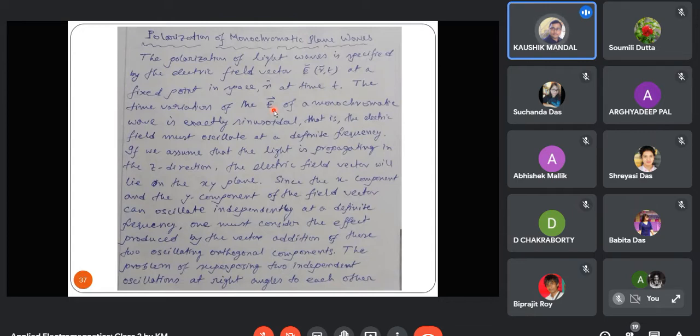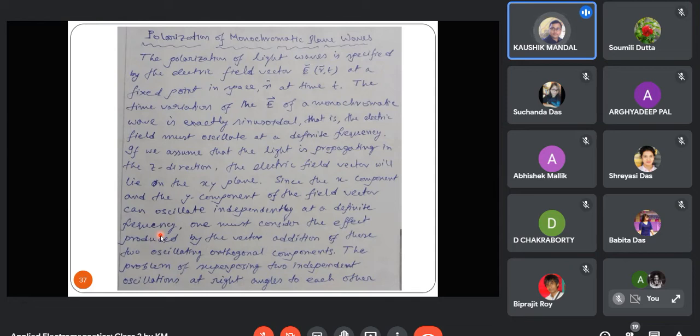Now, if we consider the corresponding light wave is propagating in a particular direction, say, for example, in the z direction, what will be the location of the electric field vector? Obviously, the electric field vector will lie on the xy plane. Now, in the xy plane, as we are considering the electric field as a vector, this electric field has two components. One is the x component, another is the y component. And these two components of the electric field are oscillating independently at a definite frequency, that is the frequency of oscillation of the electric field vector.